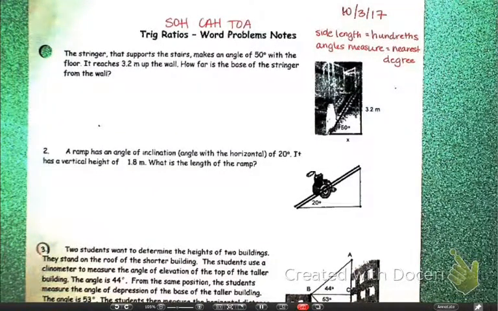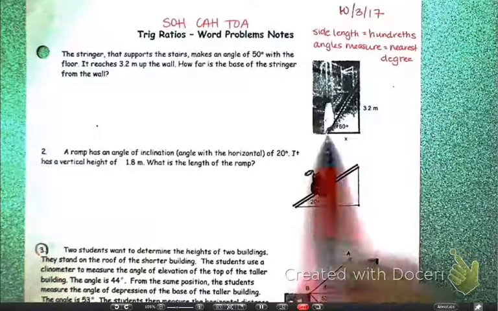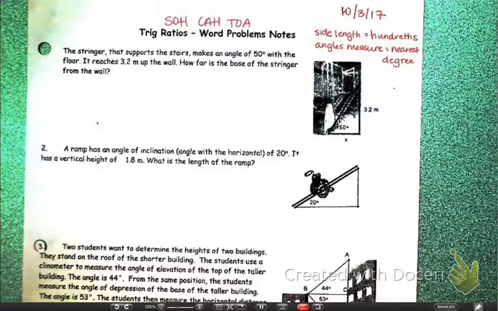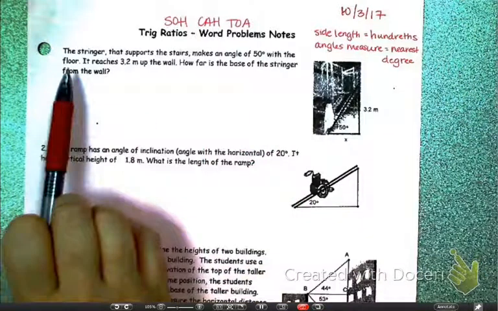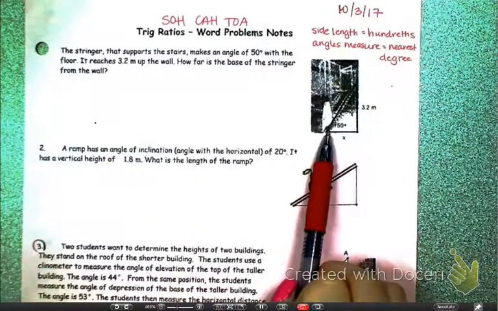So the stringer that supports the stairs makes an angle of 50 degrees with the floor. It reaches 3.2 meters up the wall. How far is the base of the stringer from the wall? Okay, so it's already all given to you. Before we even solve it, when you have problems where you have to write or draw your picture, you need to be very careful about information they give you. So for instance, we make a 50-degree angle with the floor.